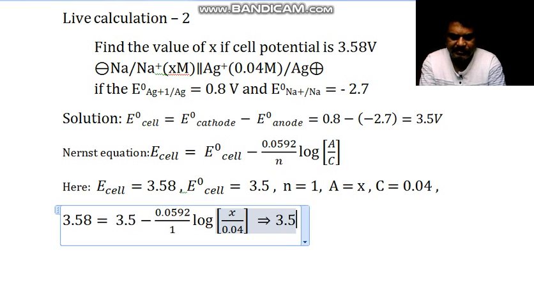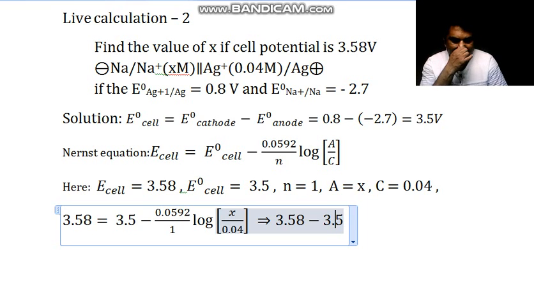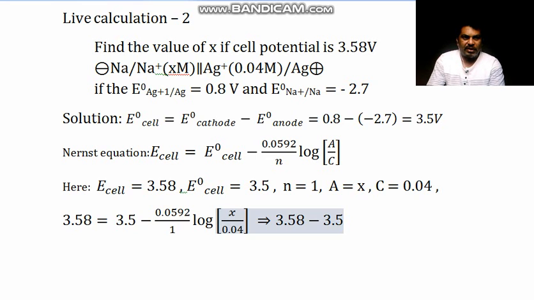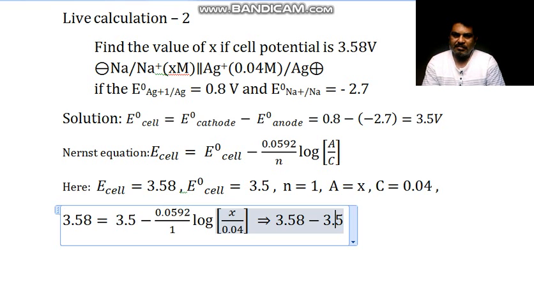3.58 minus 3.5. Who will say why it became minus? Because we are taking this value 3.5 to the other side. I am taking this 3.5 value here, so this becomes minus. So I hope you understand why this value becomes minus.